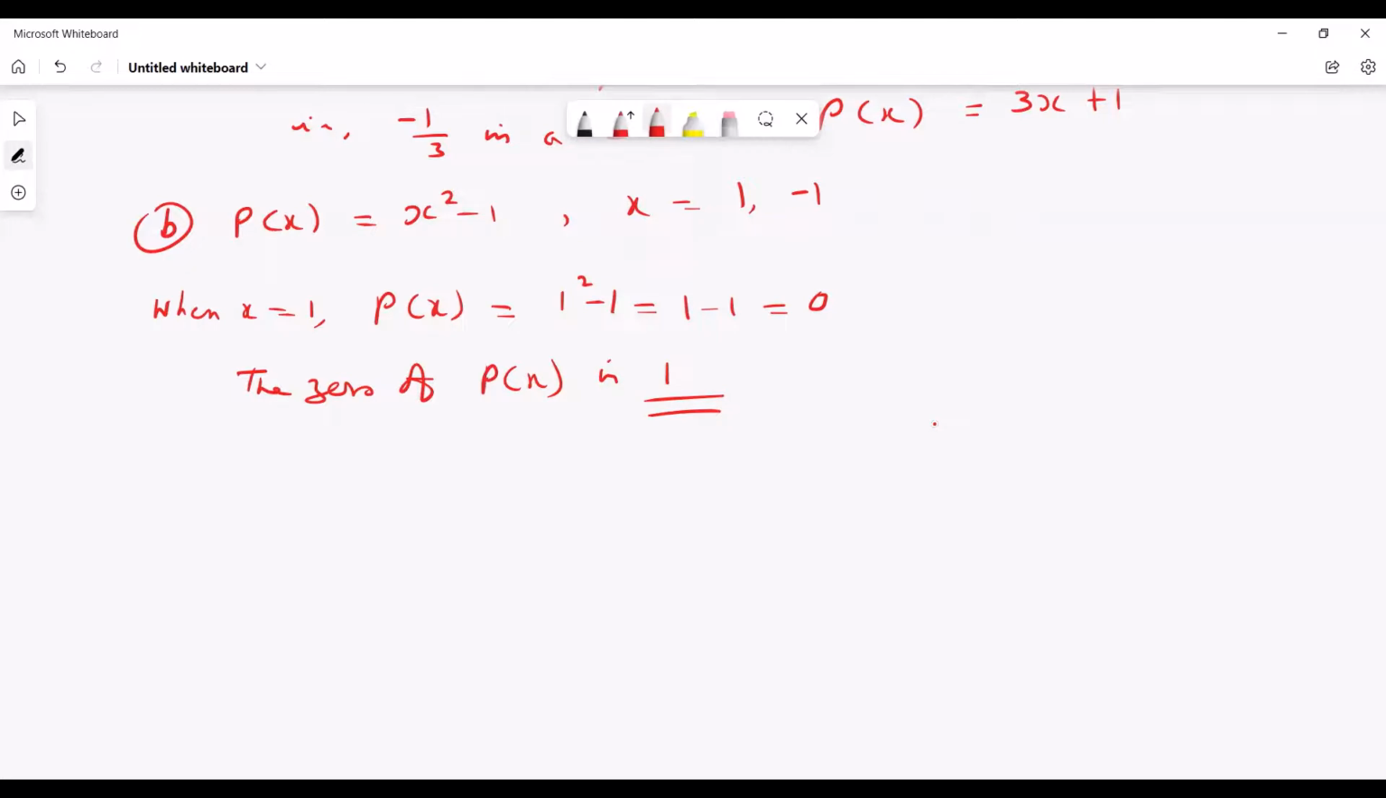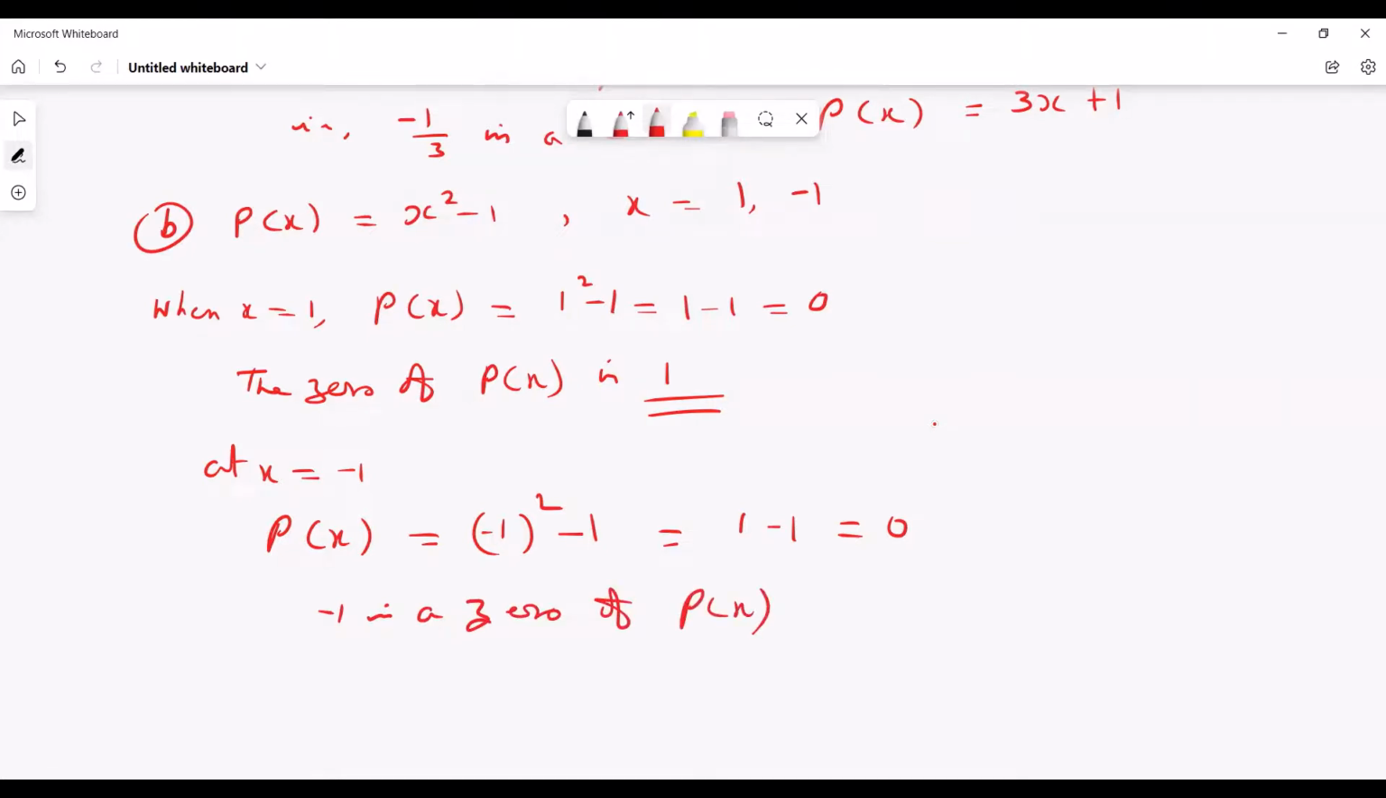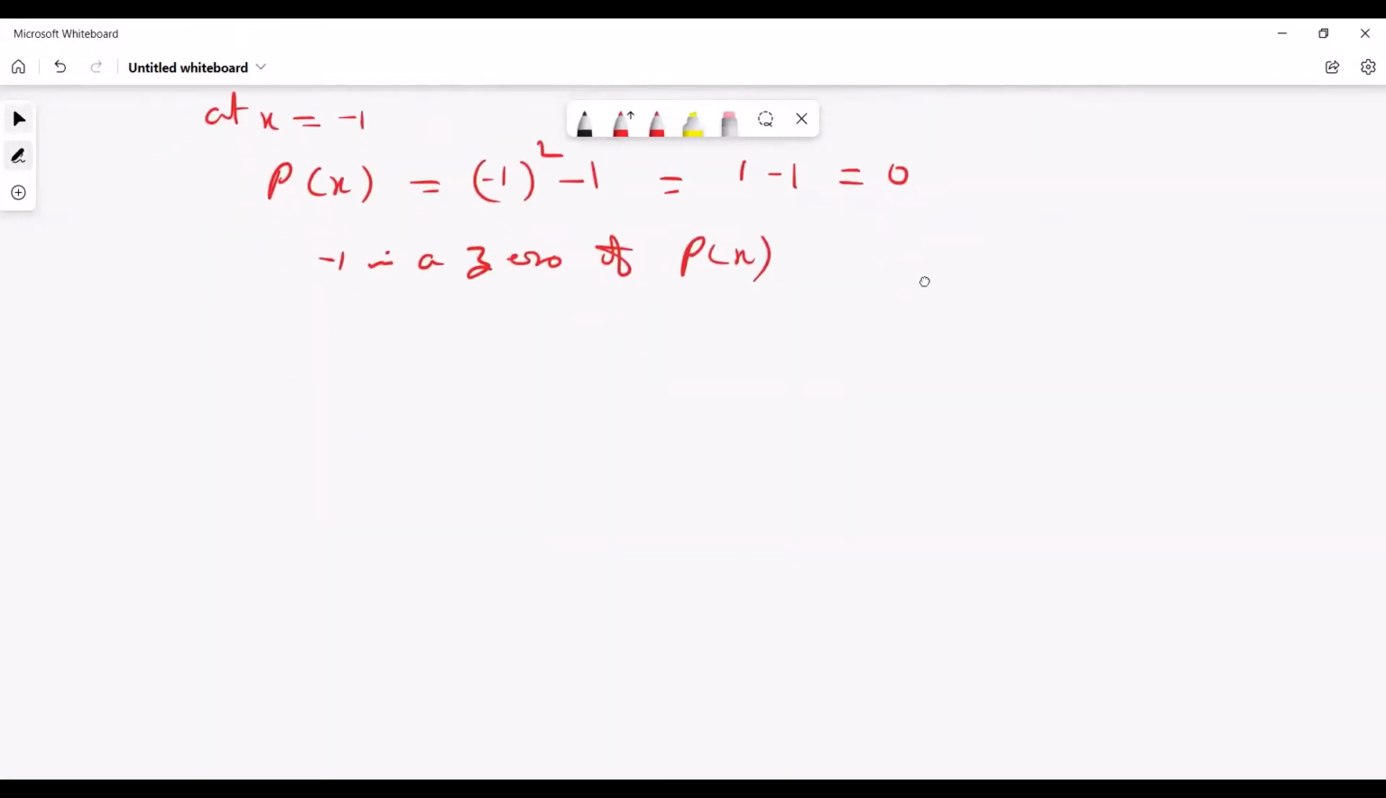And now let us consider minus 1. So at x equal to minus 1, p of x will be minus 1 whole square minus 1. Minus 1 whole square is 1 only. So 1 minus 1, so 0. So minus 1 is a zero of p of x. It means that both 1 as well as minus 1 are zeros of the given polynomial.